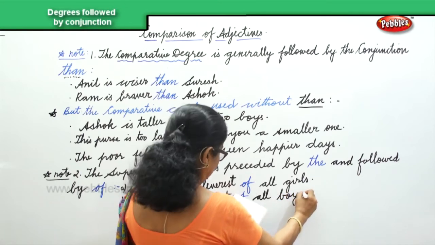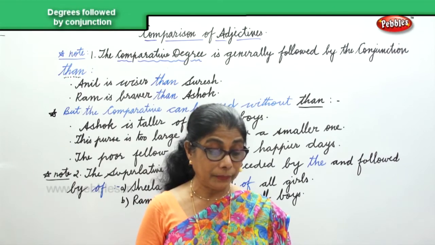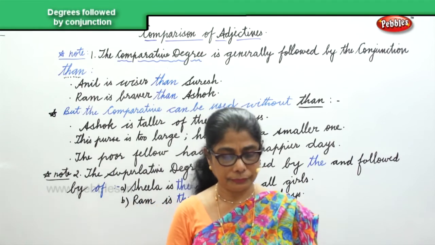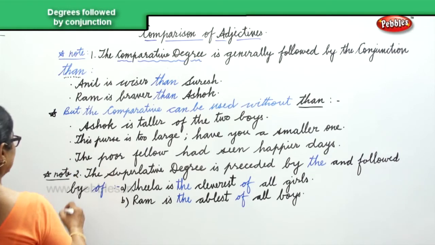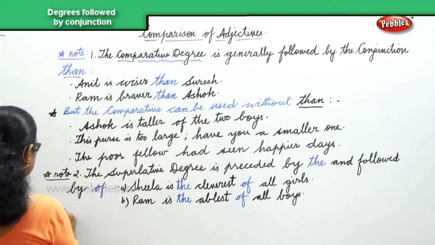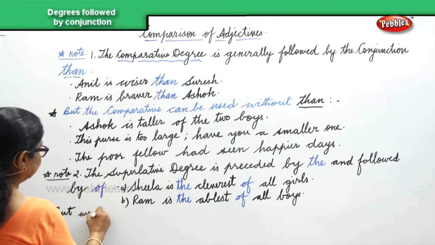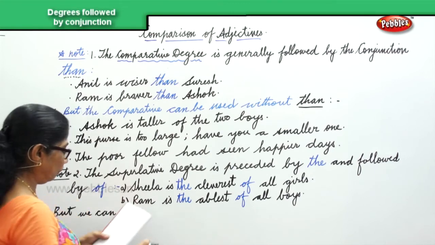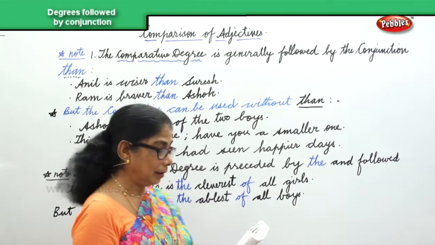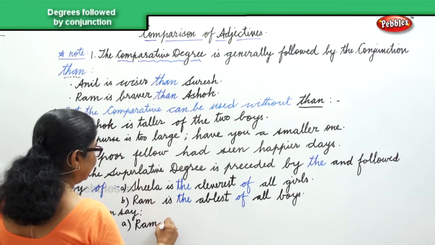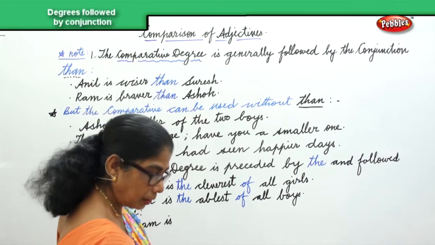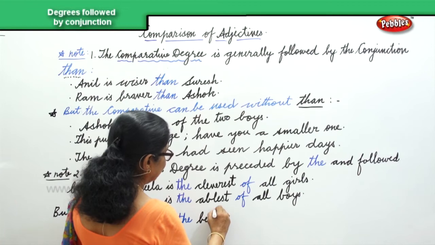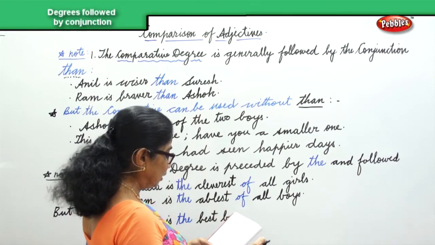Ram is the ablest of all boys. Okay. But we can also say Ram is the best boy in the class or is the fastest runner without using the and of. Okay, so there is an exception here. But we can say, A. Ram is the best boy in the class. We can also say Ram is the best boy. Ram is the best boy in the class.